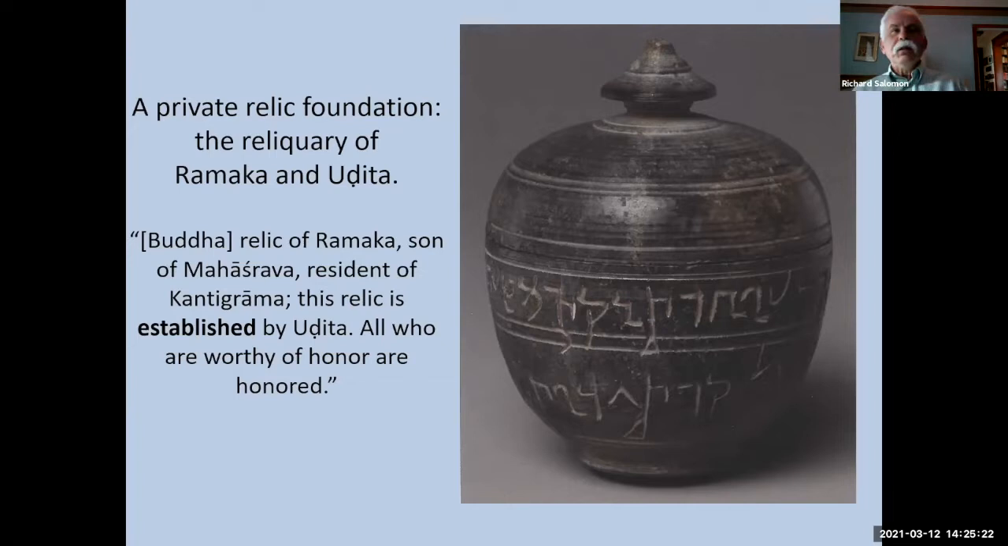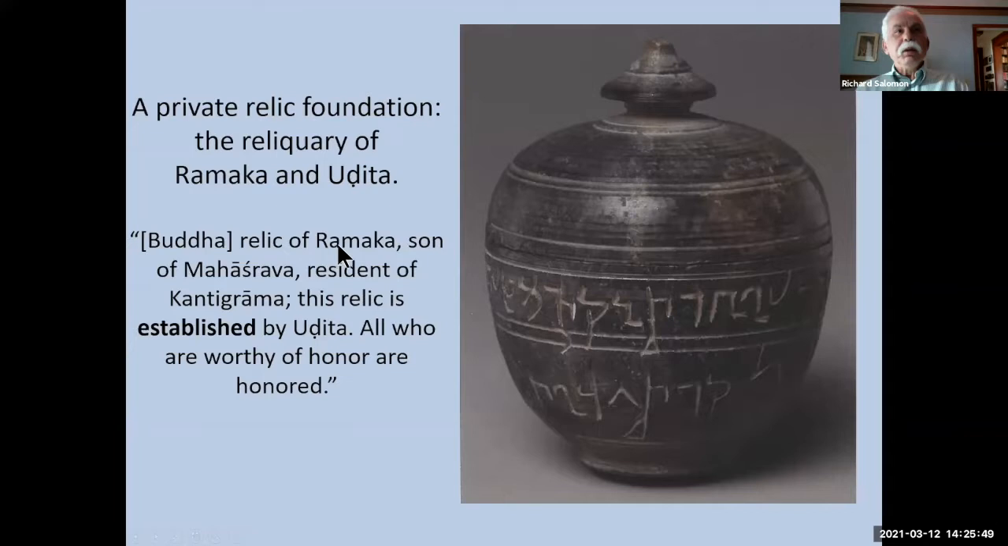And I imagine, and here we have absolutely no direct evidence, but I think there must have been a business in relics. As is well known, there was a large business in relics of the True Cross, et cetera, in medieval Europe. But I've not found a single direct reference to that here, but I think it's implied. So it's the relic that belonged to or had been purchased by Ramaka, who lived in Kantigrama.